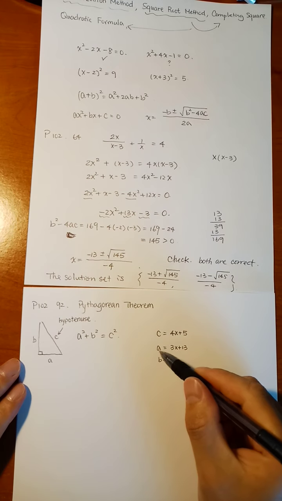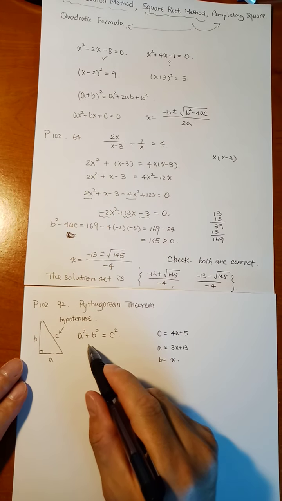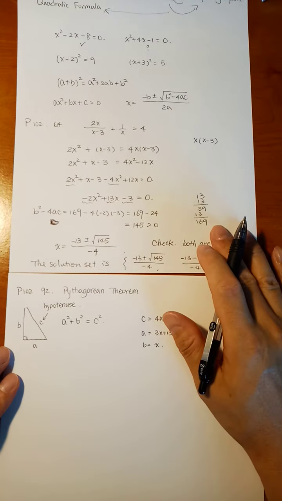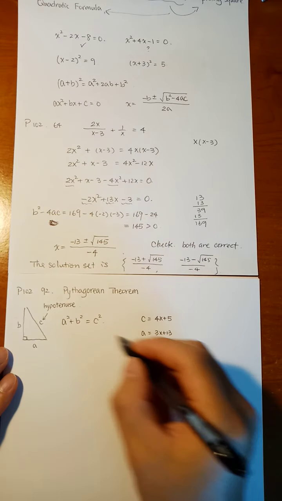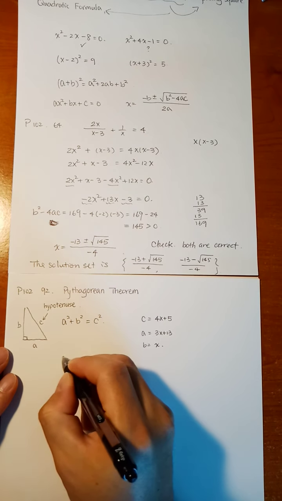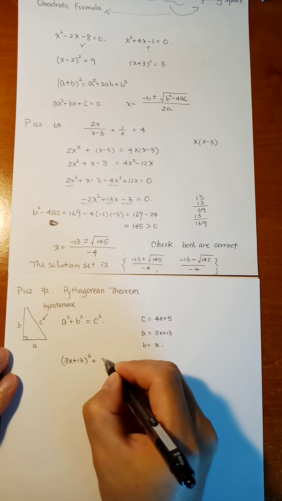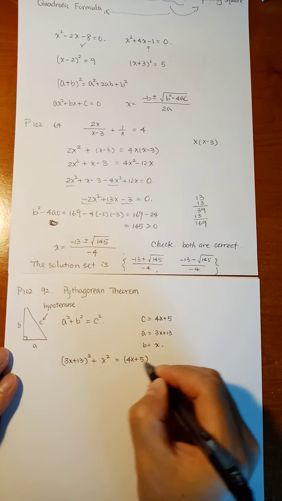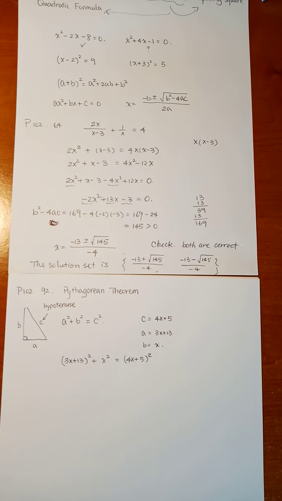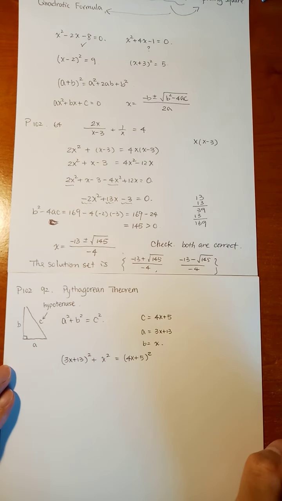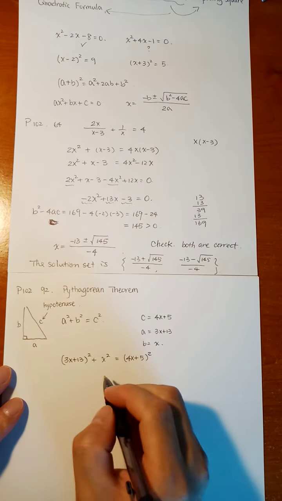Okay? So the relation between A, B, and C is determined by this Pythagorean theorem. So you just plug in. So A squared plus B squared is equal to C squared. So this is the equation you get from the Pythagorean theorem. And then you are going to solve it. Okay, let's try to solve it.